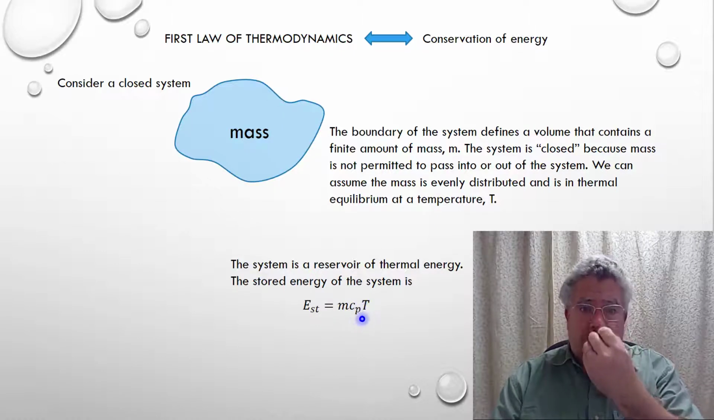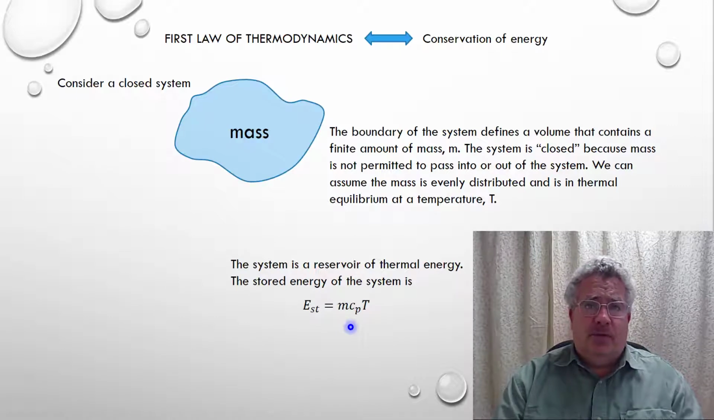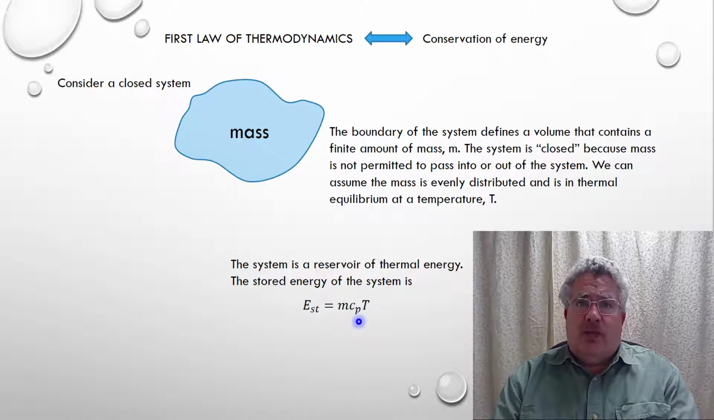Now notice I'm using the term C sub P here, but when we're dealing specifically with a solid, this specific heat will just be C, right? There isn't a different specific heat in terms of pressure and volume for solids. It's just the specific heat. And in this case, the temperature is going to be with respect to absolute zero. So this would give me the total amount of stored energy within the system.